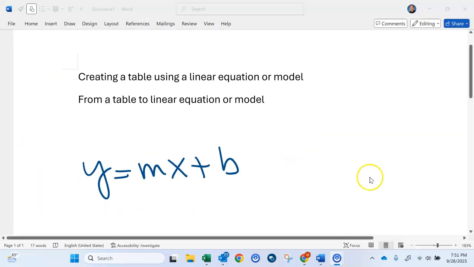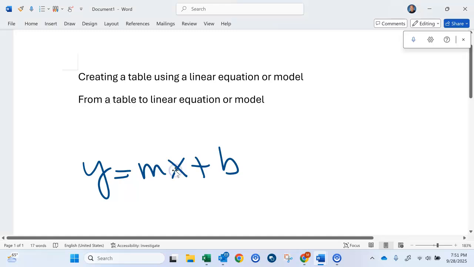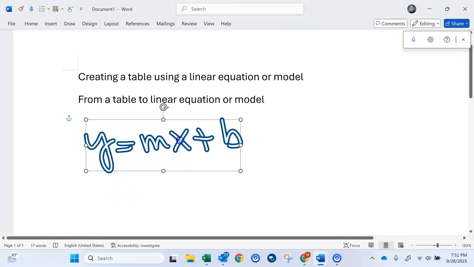Okay, so in order to do this assignment, I want to do a quick summary to give you the broad idea behind why we're doing what we're doing today and how we normally would do it. What we know how to do is, if we have a table of data, we know how to figure out what line models that. So let me give you a quick example. What I'm going to do first is create a table using a linear equation or a model, and then we're going to go in reverse, because that's really what we want to do.